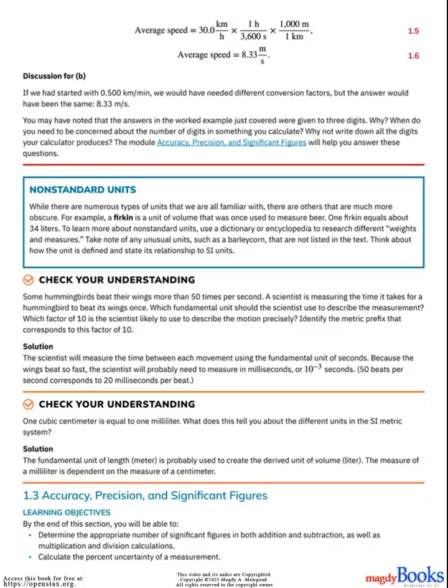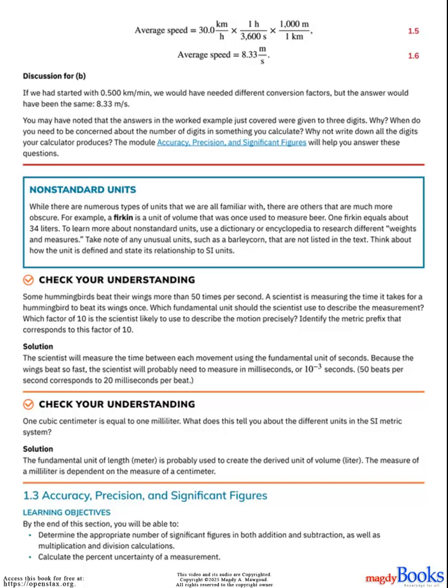1.2.7. Non-standard units. While there are numerous types of units that we are all familiar with, there are others that are much more obscure. For example, a firkin is a unit of volume that was once used to measure beer. 1 firkin equals about 34 liters. To learn more about non-standard units, use a dictionary or encyclopedia to research different weights and measures. Take note of any unusual units, such as a barleycorn, that are not listed in the text. Think about how the unit is defined and state its relationship to SI units.